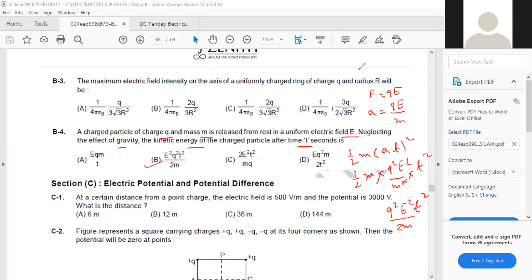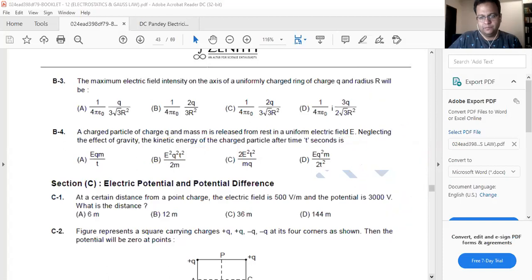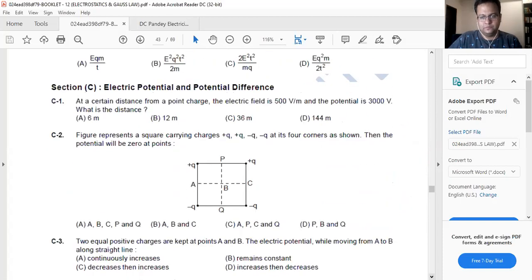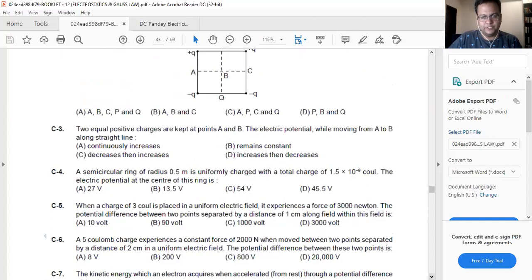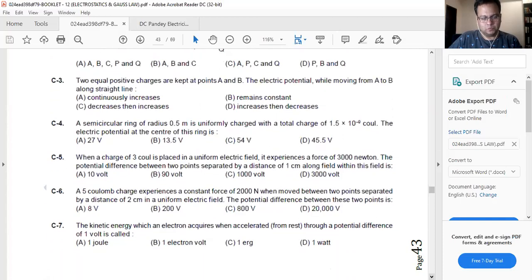Yes, sir. कुछ भी नहीं था यार. Anyways, next section C. Section C, any doubts? Section C. C4.